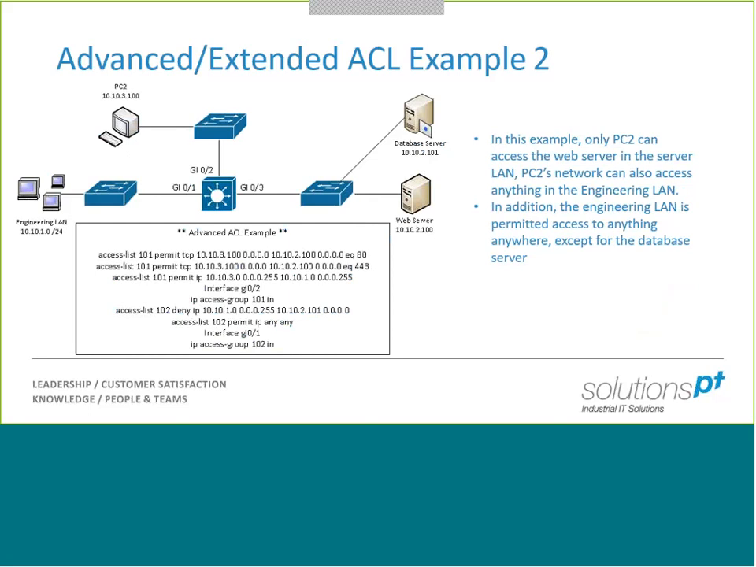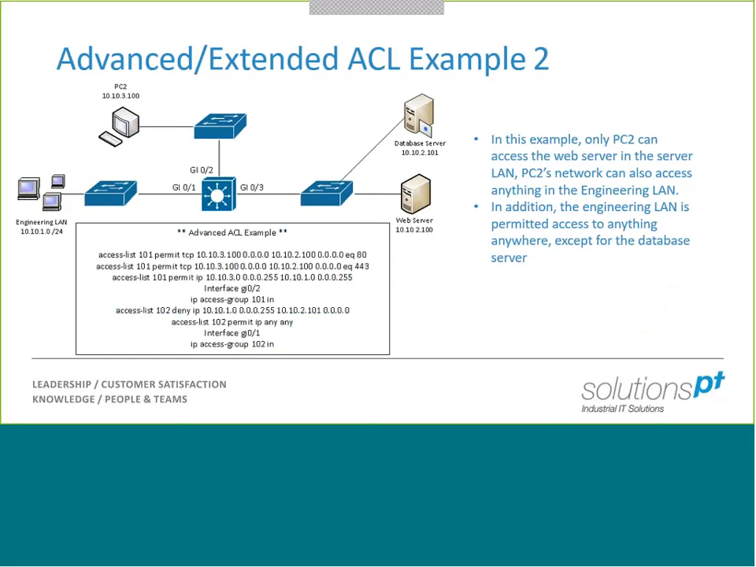So the only difference here, if we look at the first two rules at the top, they are exactly the same as before. We're saying PC2 can talk to the web server. But we're also saying here that PC2 can also talk to the engineering LAN. So we want to allow PC2 to talk to the web server, nothing else in the server LAN, but we also want to give it access to the engineering LAN. There may be some devices on there it needs to talk to, that kind of thing.